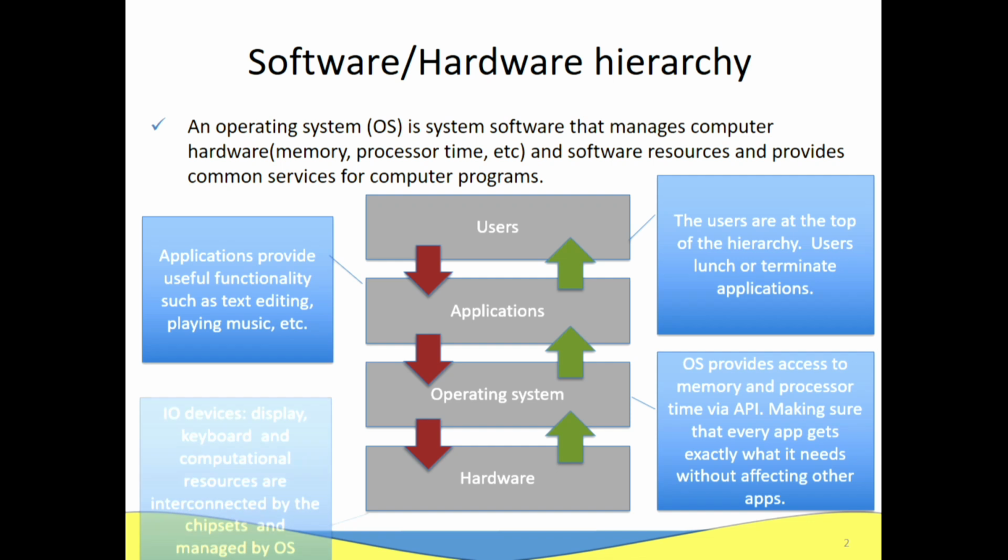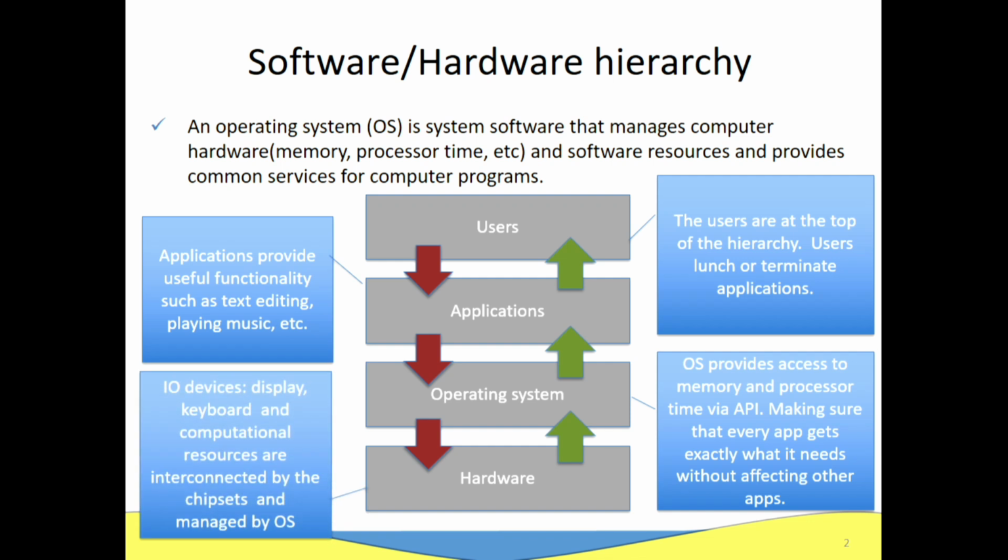The bottom layer is hardware that includes input and output devices, primary and secondary memory and processor. But without the operating system, hardware is pretty useless.